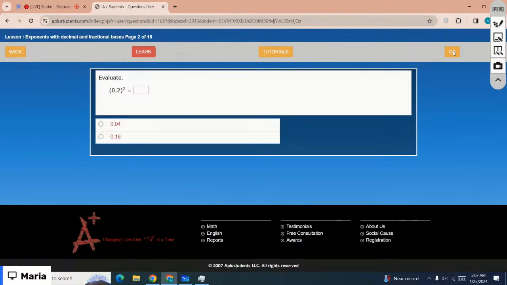The next one is 0.2 square. So that means you have to multiply 0.2 2 times. Which is the correct option? That is 0.2 square. So 0.2 square is 0.04. The correct option is 0.04. Option number 1 is the correct option. Got it? That is 0.04.